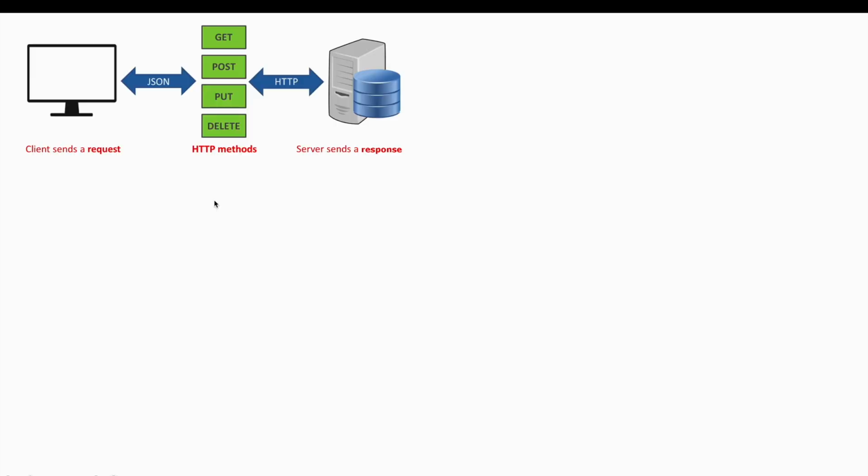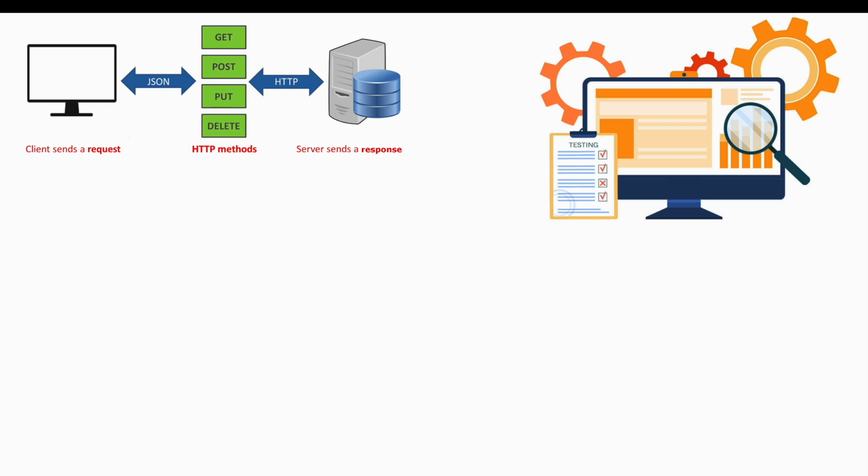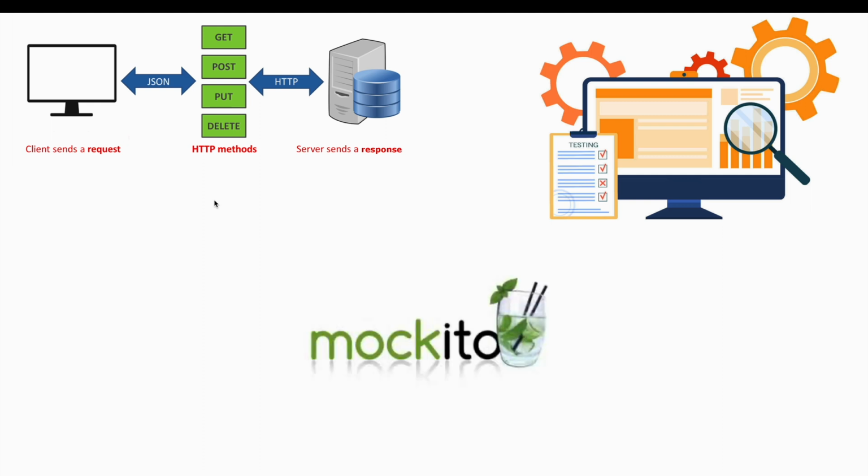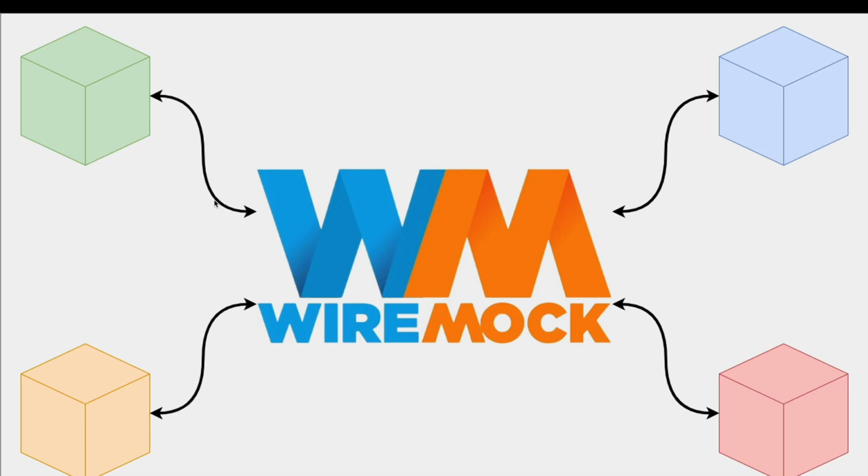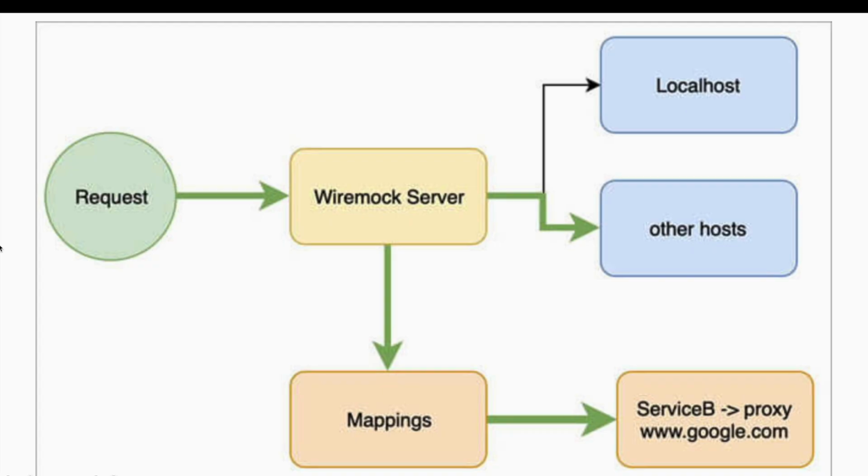So let's get started. REST or SOAP APIs can be tested using Mockito, which is great for unit testing and mocking dependencies within your codebase. However, WireMock, a popular open source tool for API mock testing, is better suited for testing interactions with external APIs, providing a more realistic and controlled testing environment.